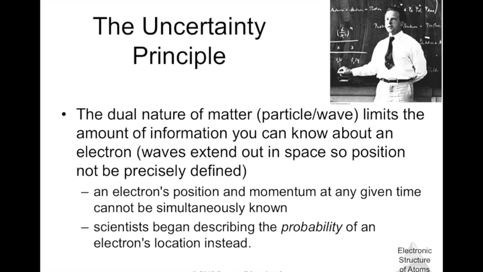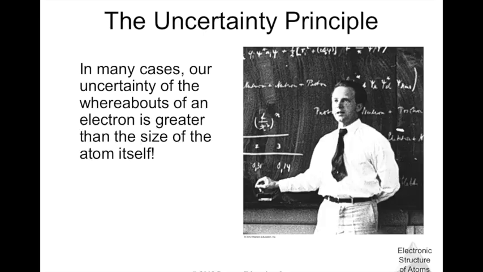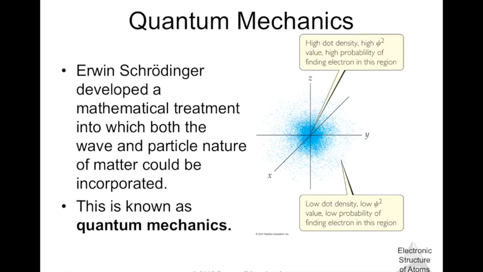And so then, because of this, scientists began describing the probability of an electron's location instead. So really, it can be anywhere, but we're really likely to find it in this one spot here. And it's kind of neat. In many cases, our uncertainty of the whereabouts of an electron is greater than the size of the atom itself. So it could be outside of the atom, right? But kind of weird. So this leads to quantum mechanics.